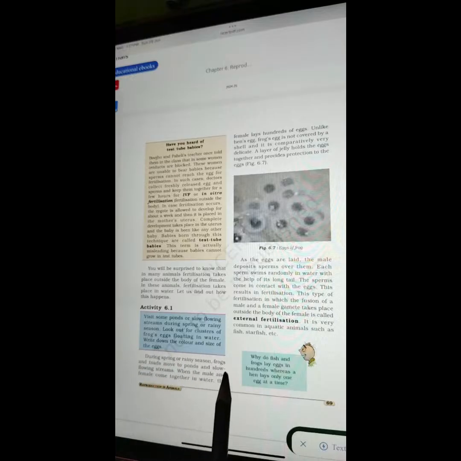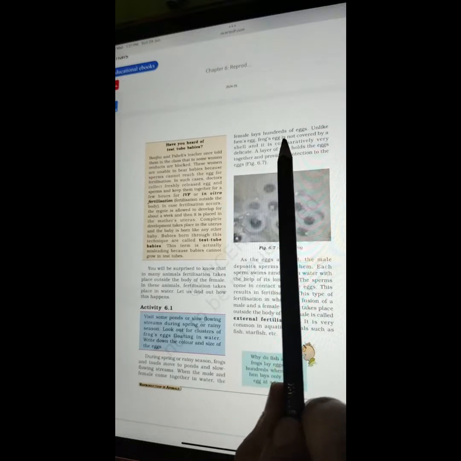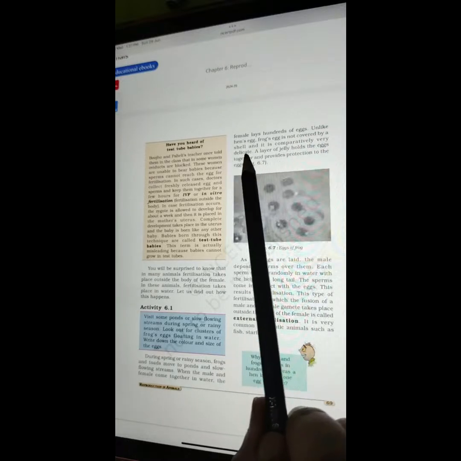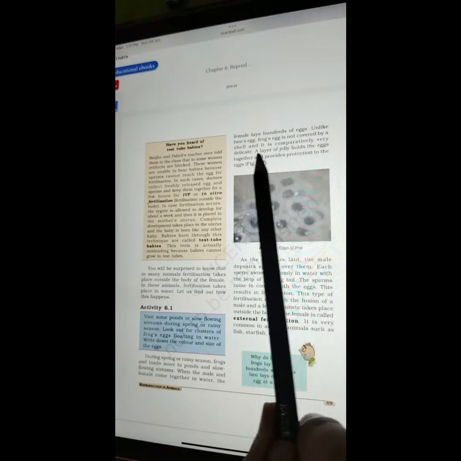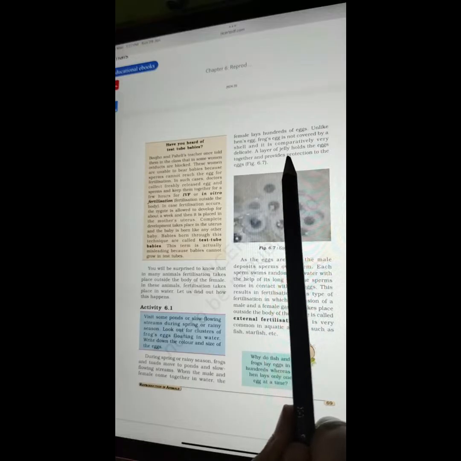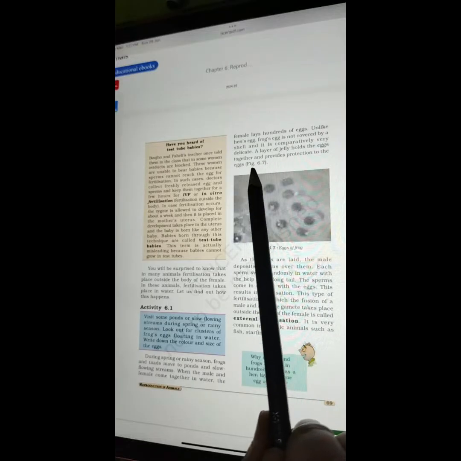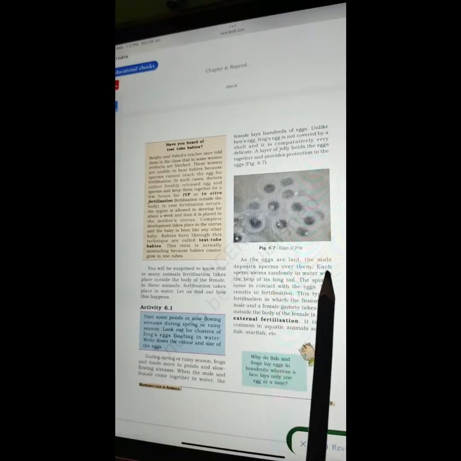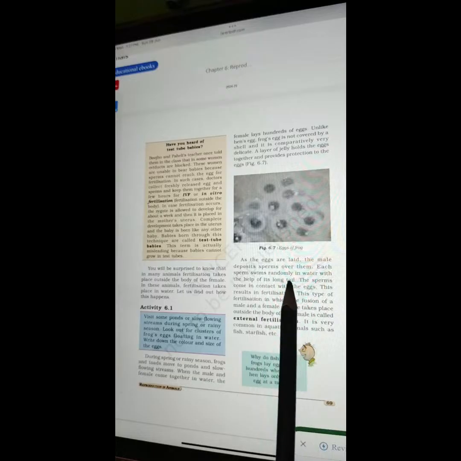During spring or rainy season, frogs and toads move to ponds and slow flowing streams. When the male and the female come together in the water, the female lays hundreds of eggs. Unlike a hen's egg, a frog's egg is not covered by a shell and is comparatively very delicate. A layer of jelly holds the eggs together and provides protection to the eggs, as shown in figure 6.7. As the eggs are laid, the male deposits sperms over them.